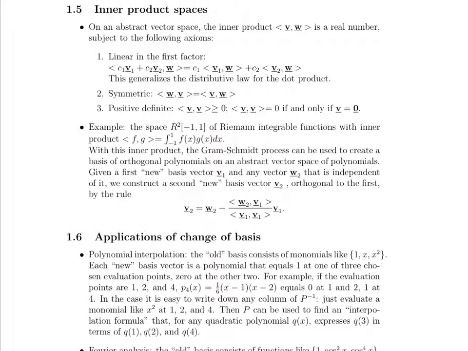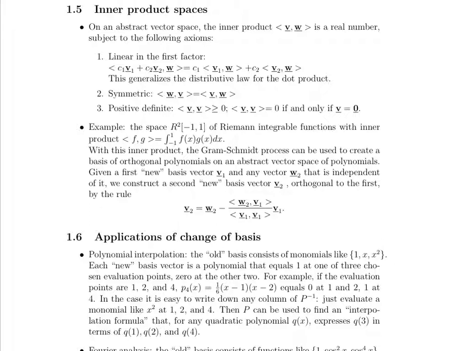That's the equivalent of taking C1 times the inner product of V1 and W plus C2 times the inner product of V2 and W. So this is generalizing the distributive law for the dot product. The inner product is also symmetric, so the order of taking the elements of the inner product is not important. And it's also positive definite, which means that if you take the inner product of an abstract vector with itself, it's going to be positive or equal to 0, and it's going to be equal to 0 if and only if the abstract vector is equal to the 0 vector.